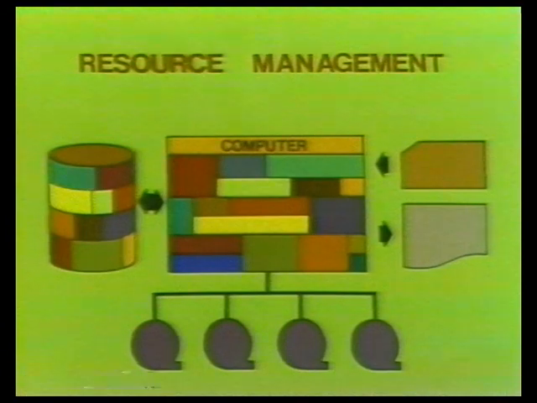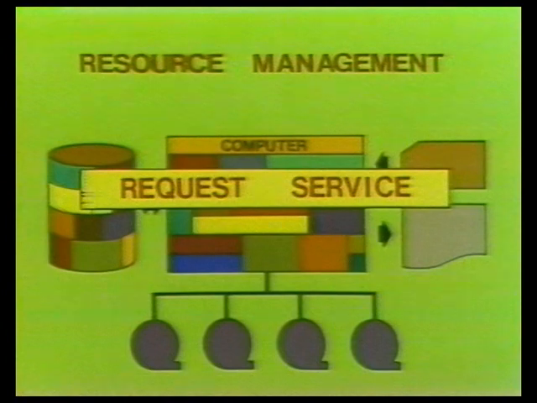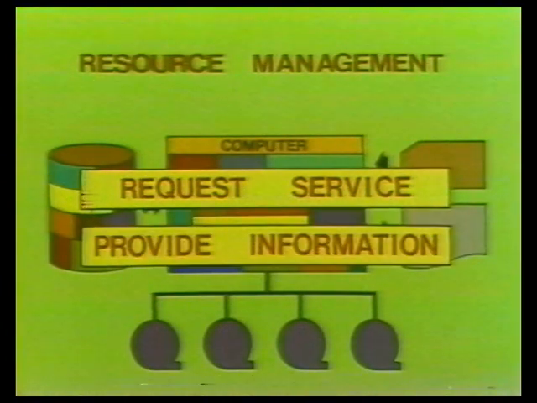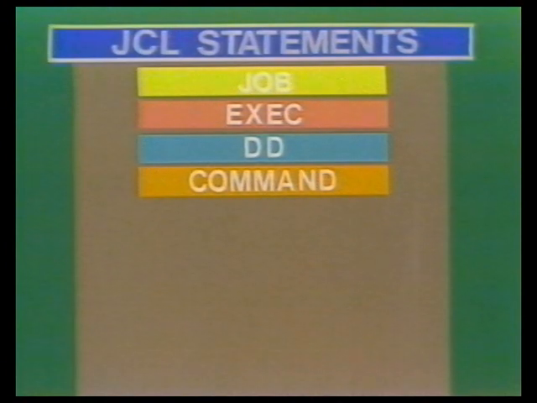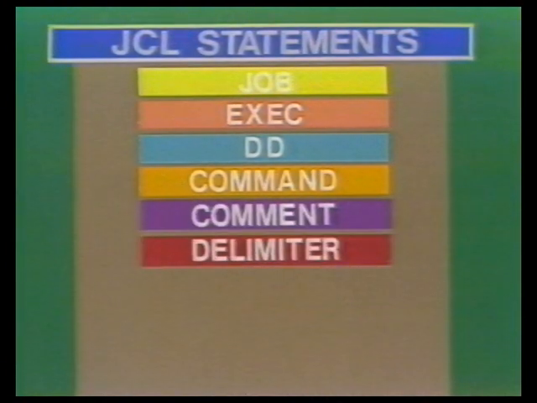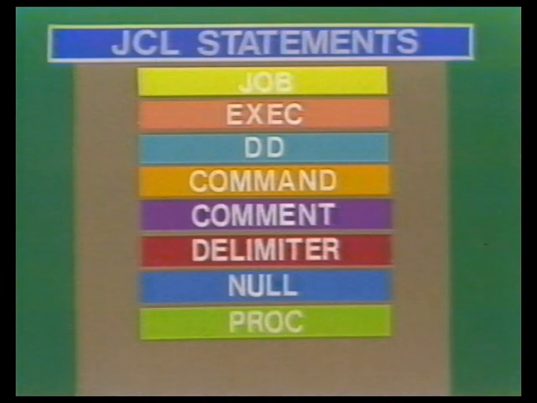You use JCL in two ways: to request services which involve the utilization of resources, and to provide the information needed by the operating system to supply those resources. Let's see how this is done. Job control language consists of these 9 statements: job, execute, data definition, command, comment, delimiter, null, procedure, and procedure end.